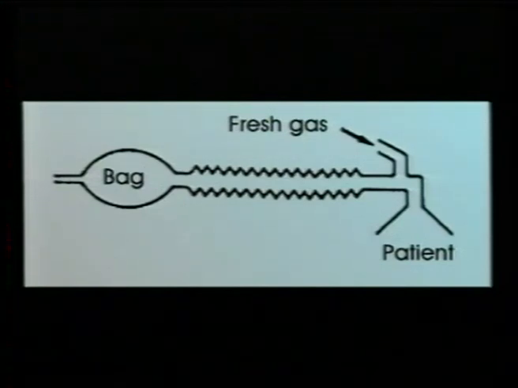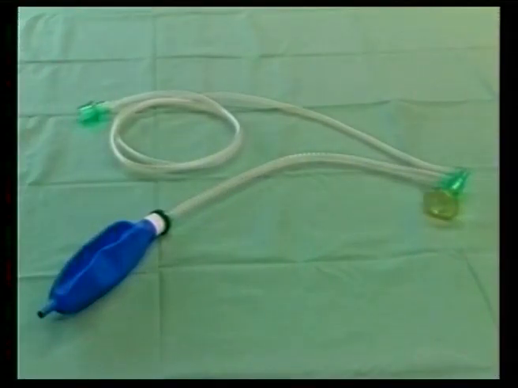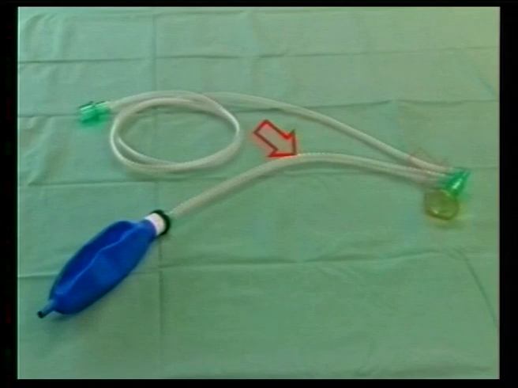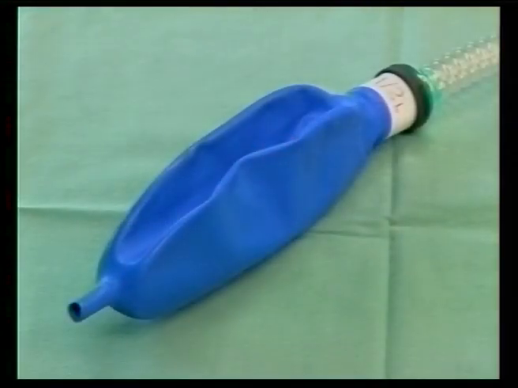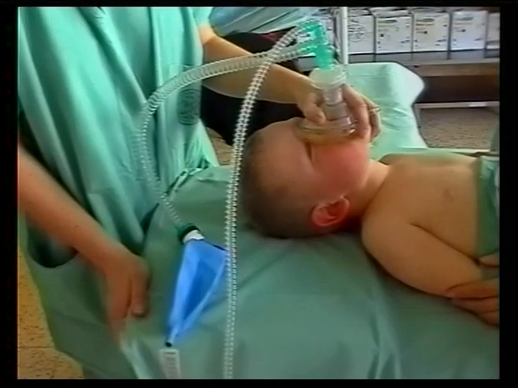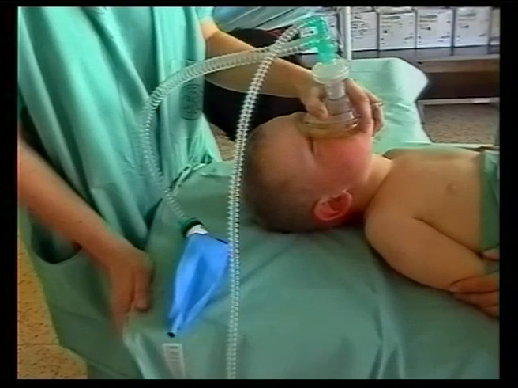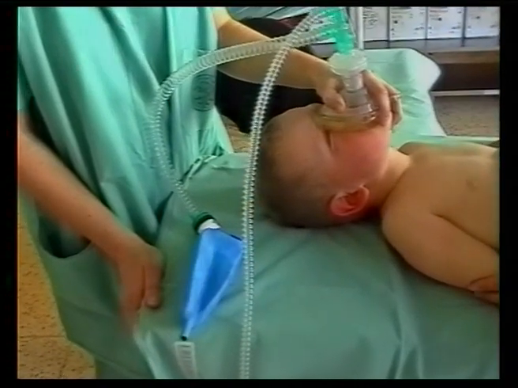Here you can see the Jackson-Rees system. The arrows show the inspiratory limb, the connection to the face mask or another means of management of the airways, and the expiratory limb with an open-ended bag. The Jackson-Rees system is used in pediatric anesthesia during spontaneous and also artificial ventilation.